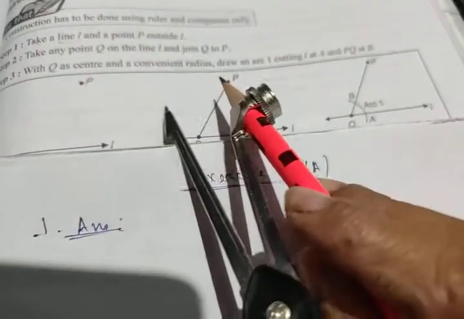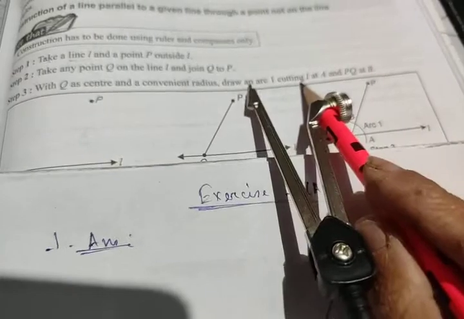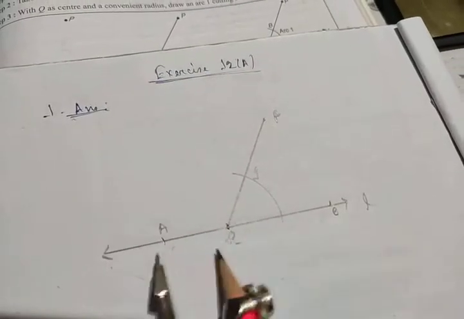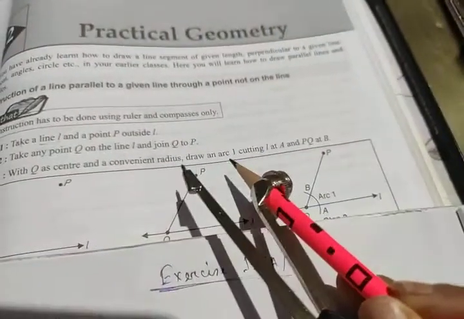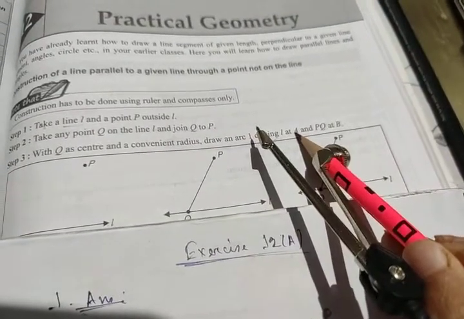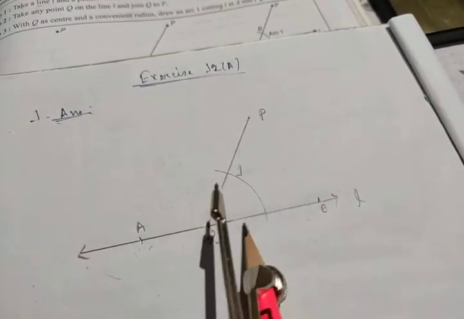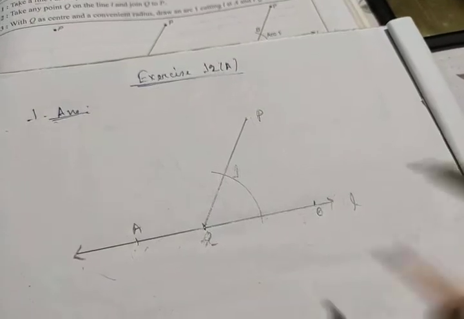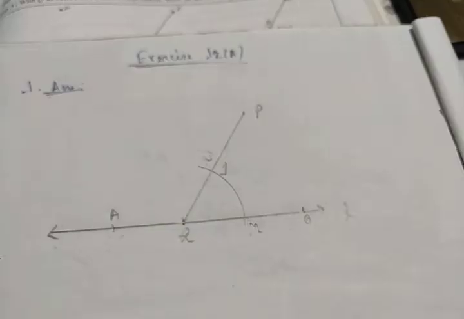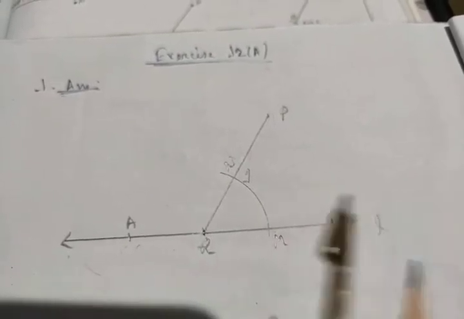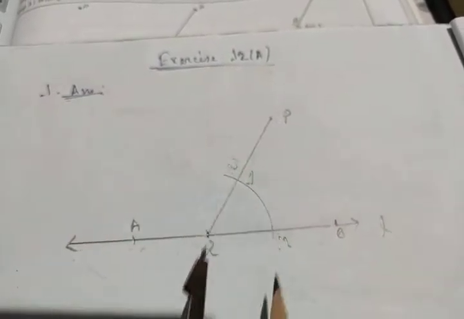See, here it is given as draw an arc 1 cutting L. But in the answer to question number 1, L means the line segment AB. So we are drawing inside this line segment. So, cutting line segment AB at A and PQ at B. Since we have already given the name AB to the line segment, we will give different names, say M and N. That means taking Q as center, putting the metal tip of the compass at Q, we are drawing one arc.